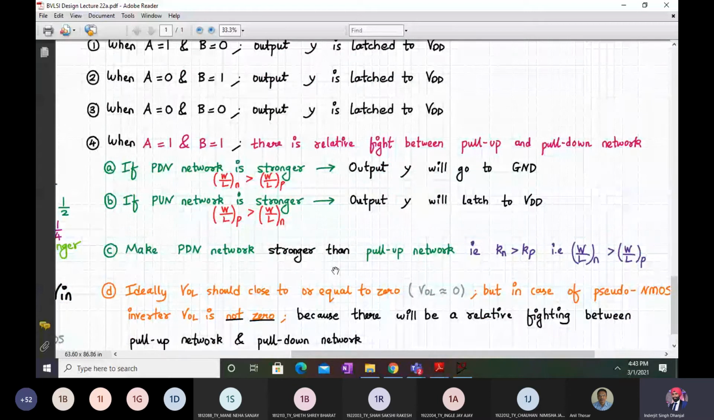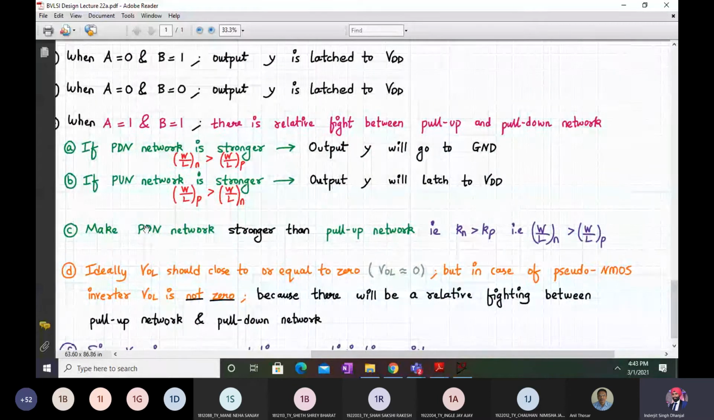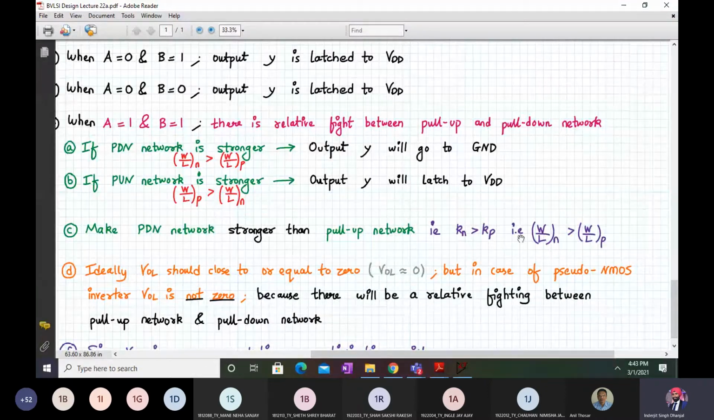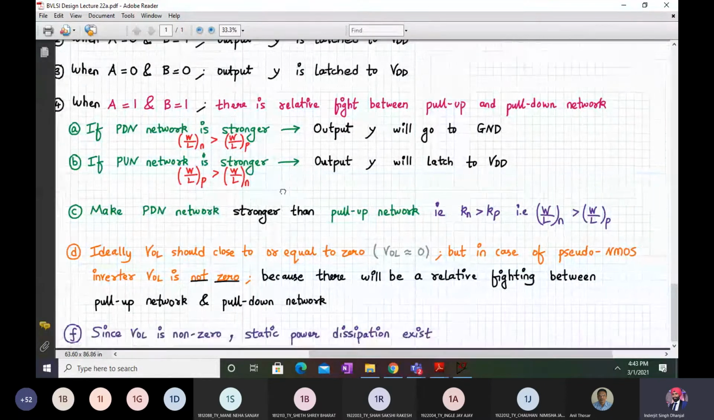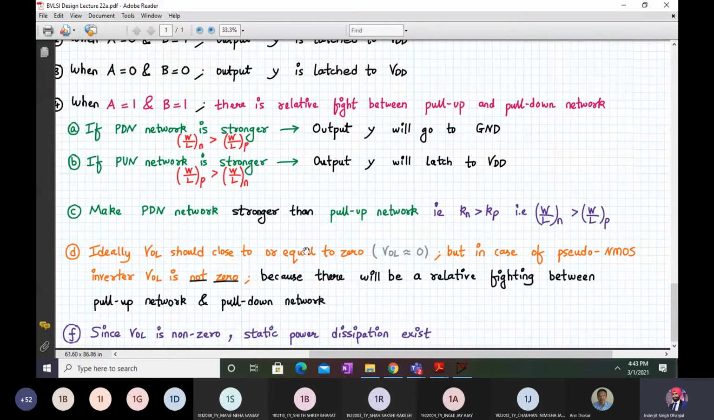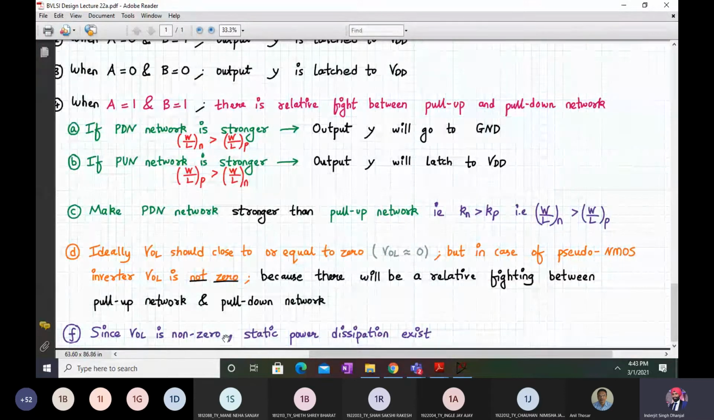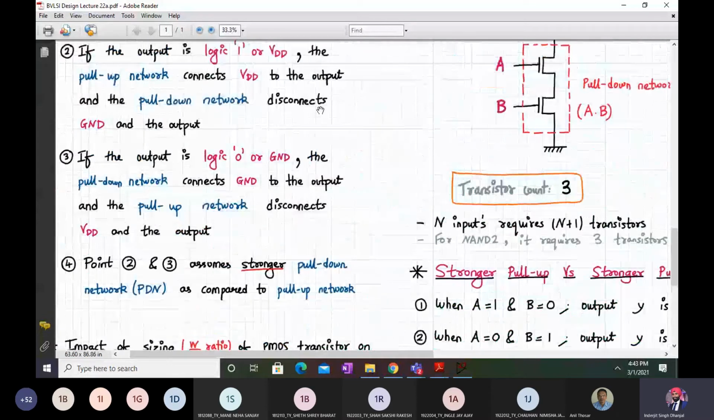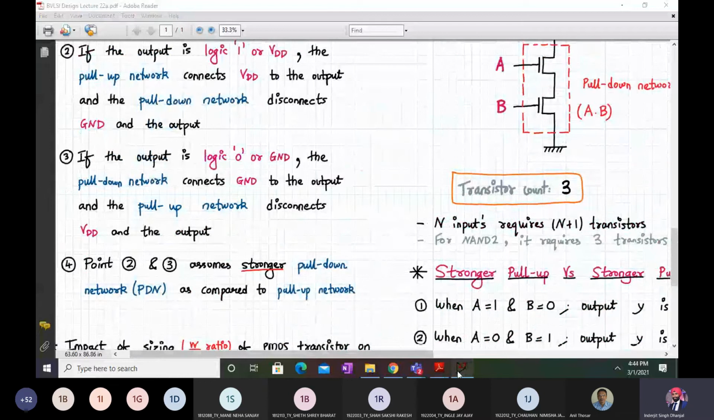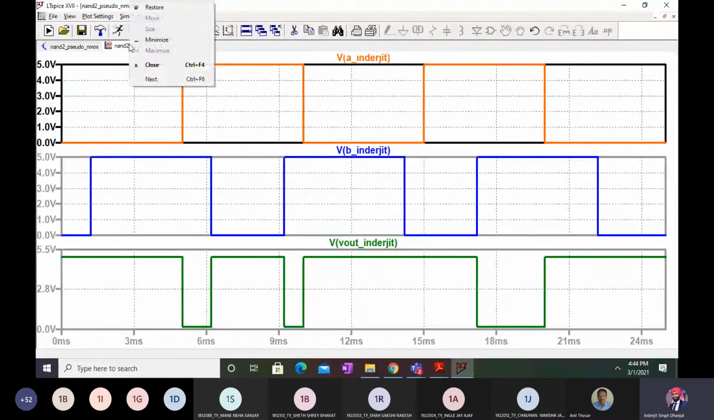I hope that this point is clear. You always make the pull-down network stronger than the pull-up network by making W by L of the NMOS transistor greater than that of the PMOS transistor. Ideally, the output low level should be close to 0. But in case of pseudo NMOS logic, VOL is not 0, and we have seen that. This is because there is a relative fight between the pull-up and the pull-down network, and the output doesn't reach zero. So since VOL is non-zero, static power dissipation also exists. Fine. Do you want to see an example of a fight between a pull-up and a pull-down network? I'll show it to you.